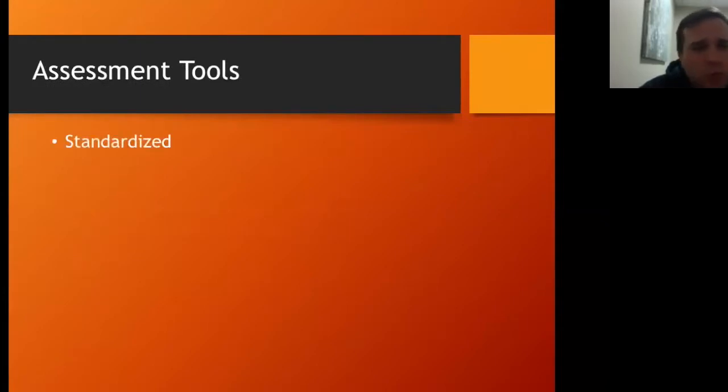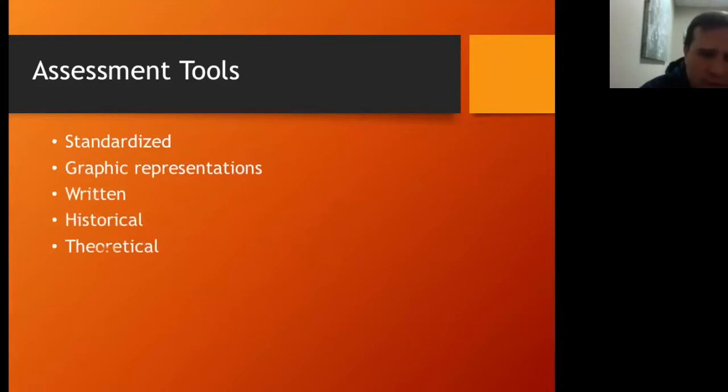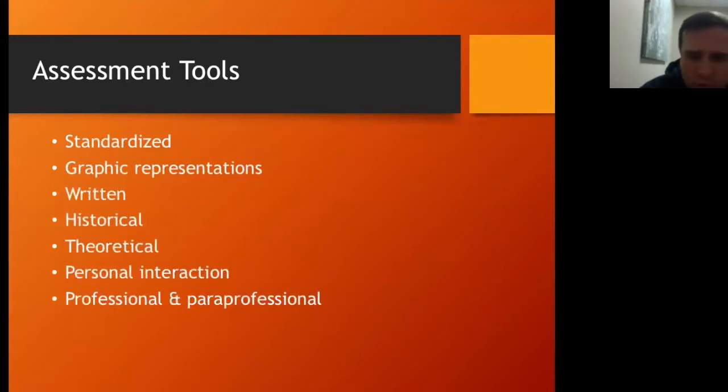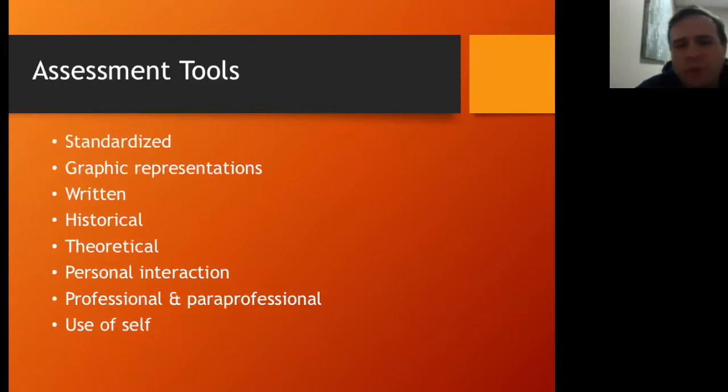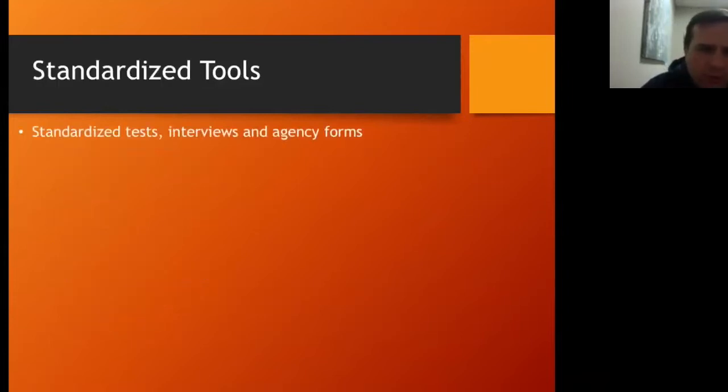So assessment tools that we have: standardized ones, graphic representations, written, historical, theoretical, personal interactions, professional, paraprofessional, the use of self. These are all tools that are built into the model of assessment. So we're going to talk about each one of these and what it sort of looks like from a social work perspective. So standardized tools, these are the tests, interviews, and agency forms. These are the written documents in a way.